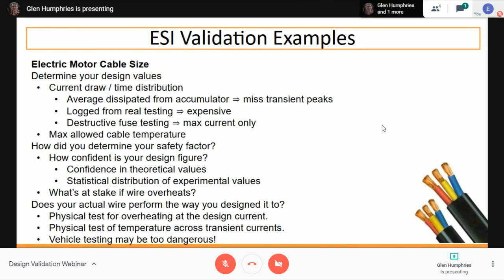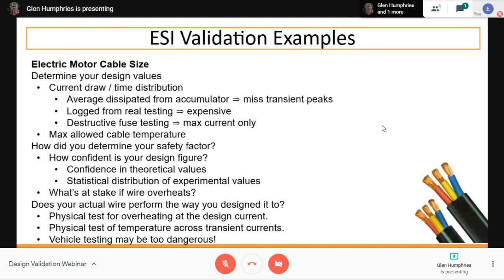And of course, finally, validation question 2. Does the design selection you made actually perform the way you expected it to? We can do physical testing, see if it overheats at the design current. We can also go testing it on the car. Field testing may be very dangerous.